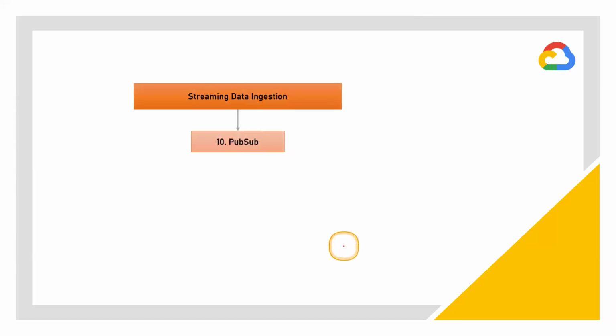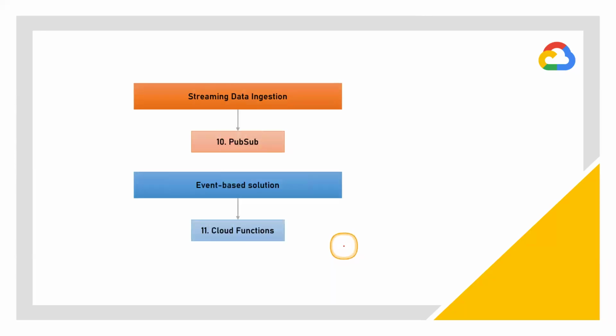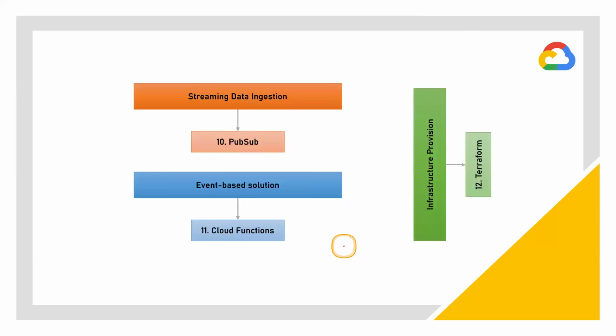And after that, we are going to see Pub/Sub for streaming data ingestion, Cloud Functions for event-based solutions, and Terraform for infrastructure provisioning. So this is one, two, three. Because we are going to cover the streaming pipelines also, everyone. We are creating streaming pipelines, and we are also creating batch pipelines. Event-based solutions we are going to create with Cloud Functions, and Terraform is for infrastructure provisioning.